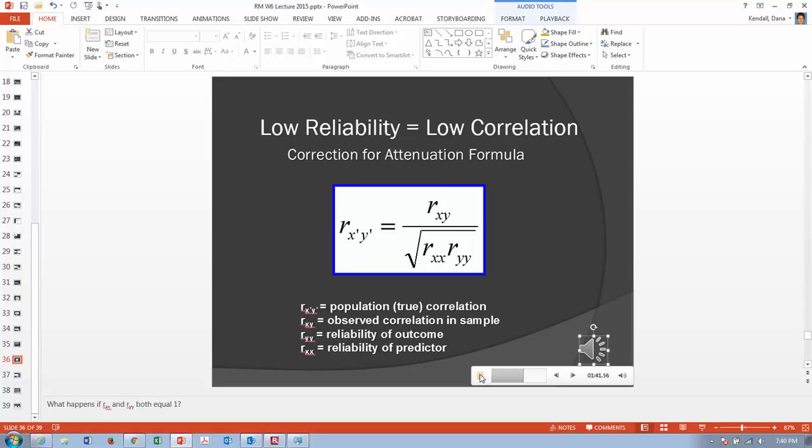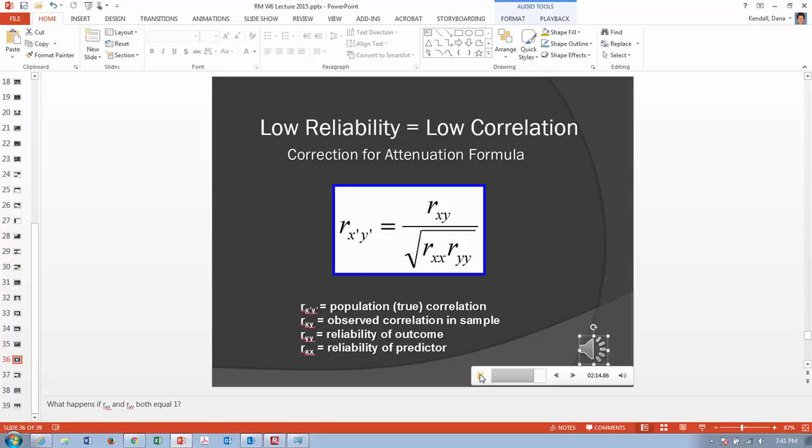So let's think about what happens when we have perfect reliability. When we have perfect reliability, like a 1 for rxx and a 1 for ryy both, then when we take the square root of that, obviously it is 1. And so the denominator cancels out altogether, and we just have our observed correlation, and that will equal the population or true correlation. So when we have perfect reliability, we don't have to worry about attenuation at all.